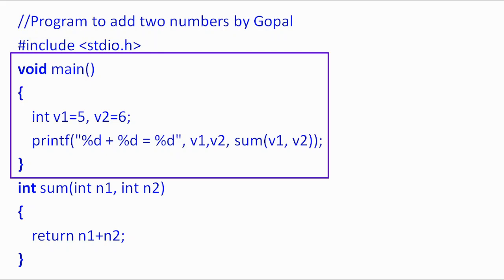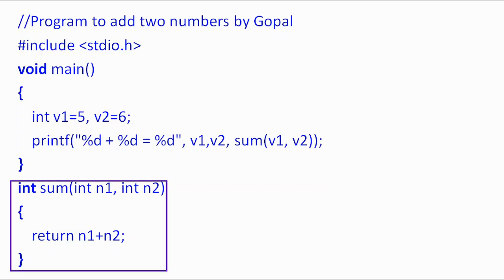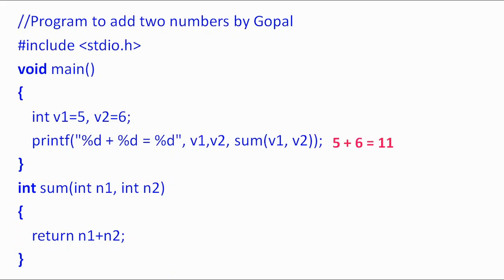It is followed by the definition of the main function. Inside the main function, two local variables are declared. After the declaration, the executable statements are given. After the main function, the function called sum is defined. When the program is executed, it will display the output as per the printf statement.